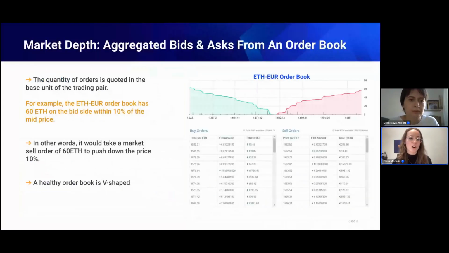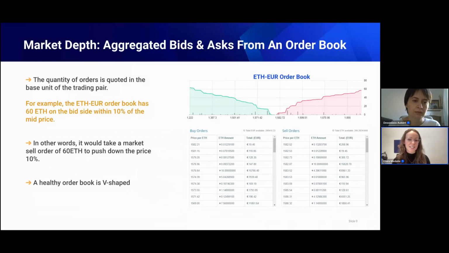So just a bit further on market depth, in case you are unfamiliar with an order book. Here on the right, we have an example of the order book for the ETH-Euro trading pair. You will almost always see a visualization of a real-time order book as a type of V shape. You have the bids on the left and the asks on the right. And underneath, you have the itemized list of all bids, buys, and asks, sells.